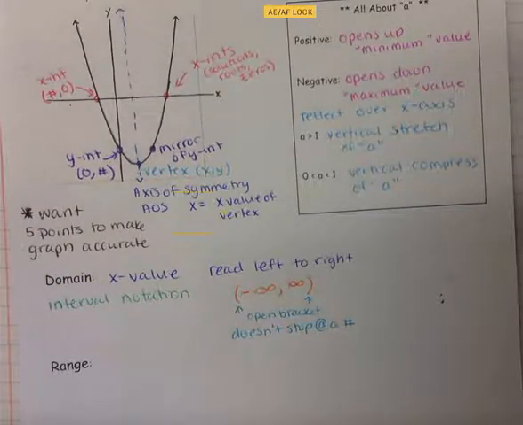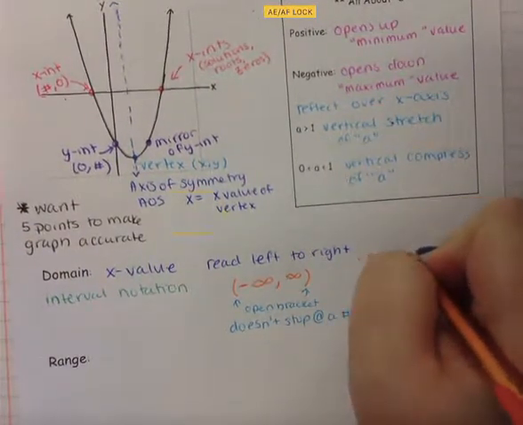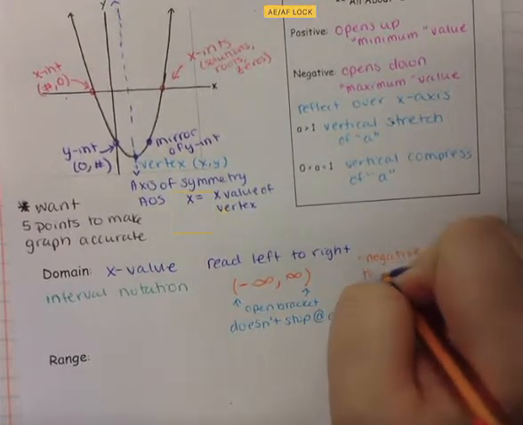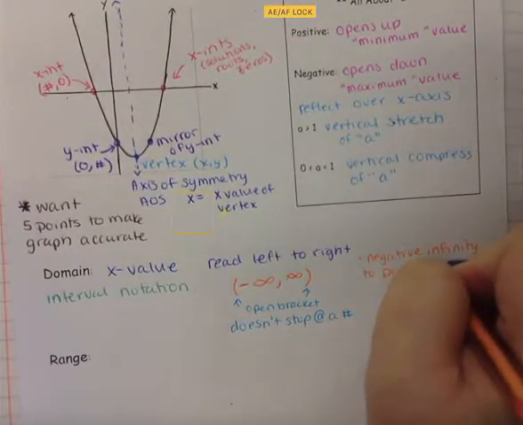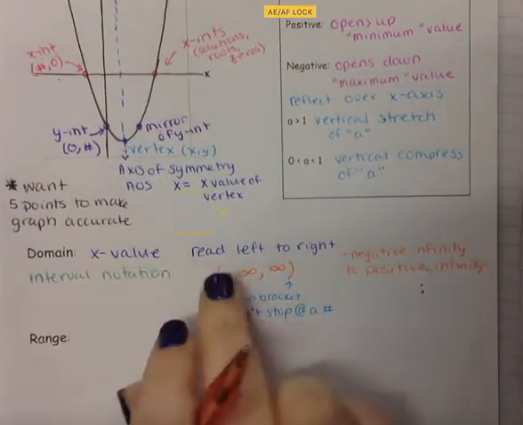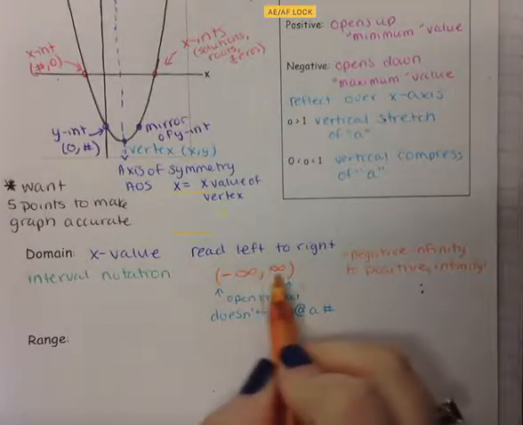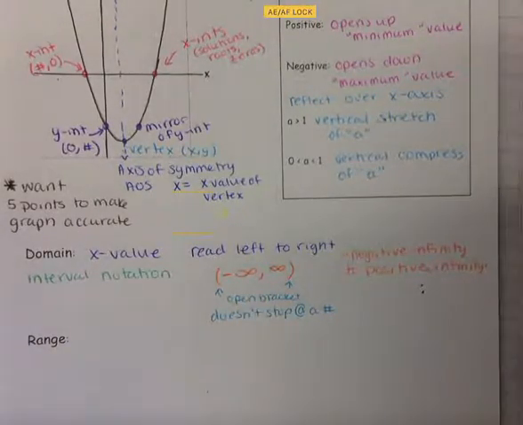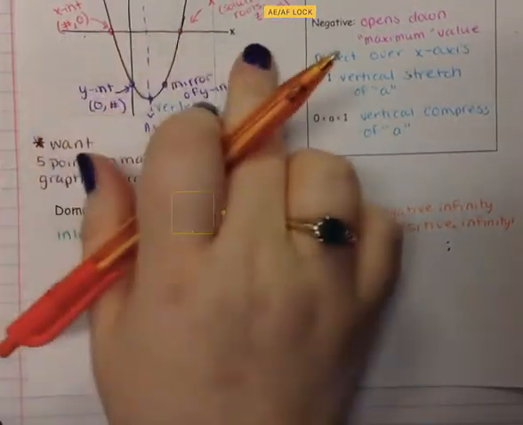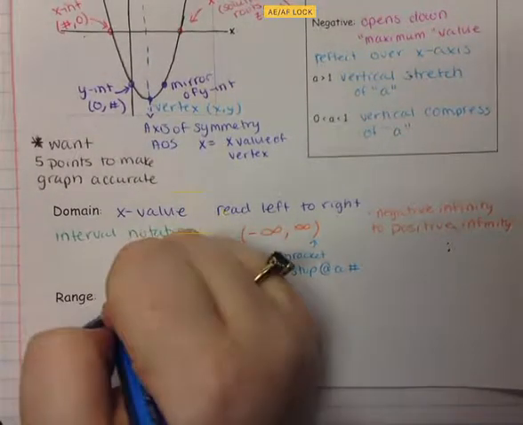The way we pronounce this, I'm going to say this again. This is pronounced negative infinity to positive infinity. Because this is saying negative infinity and it goes to, so that's what the comma is for, to positive infinity. And it'll include everything in between there. So the domain, again, are your x values, so left and right. And the range will be our y values.